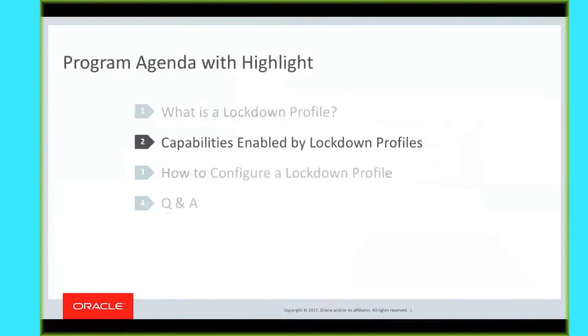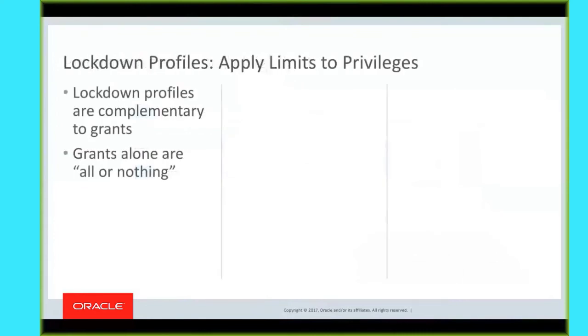So now let's take a look at the capabilities of these lockdown profiles by going over a couple of examples, to give a more real-world picture and understand them better. We can consider lockdown profiles as complementary to grants. As you may already know, grants are all or nothing. The reason I'm mentioning grants is that they are a very important area, where you hand an important key to a user that may open several doors for them within your PDB.